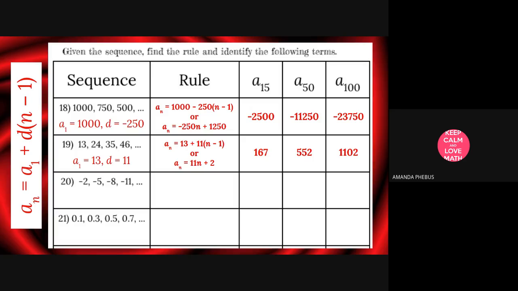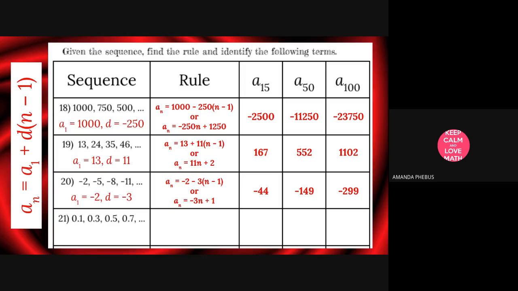All right, number 20. -2, -5, -8, -11. So my first number is -2. My common difference, I'm subtracting 3 each time. So common difference is -3. My formula is A sub n equals -2 minus 3, parentheses n minus 1. Or if I distribute that -3 and combine like terms, I end up with A sub n equals -3n plus 1. Plugging in 15, I get -44. Plugging in 50, I get -149, and plugging in 100 for n, I get -299.